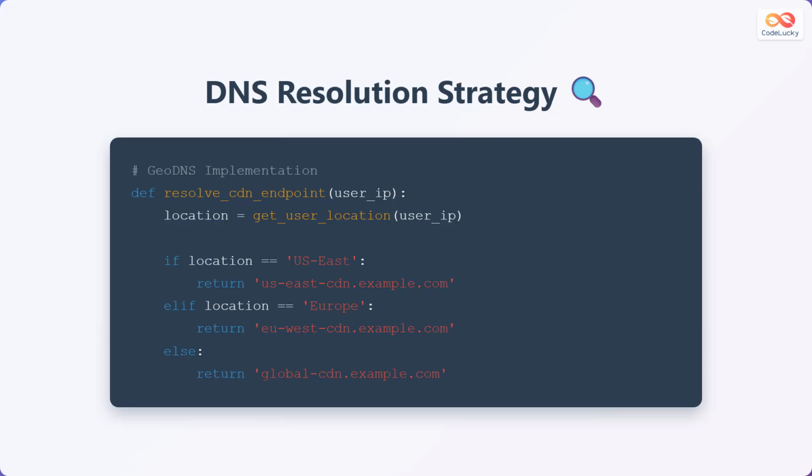Now let's discuss domain name system, or DNS resolution strategy with an example. We have a function called resolveCDNEndpoint, which takes the user's Internet protocol, or IP address, as an argument. First, it determines the user's location. If the user is located in US East, it returns the address of us-east.cdn.example.com. If the user is located in Europe, it returns the address of eu-west.cdn.example.com. Otherwise, it defaults to the global CDN address, global.cdn.example.com.